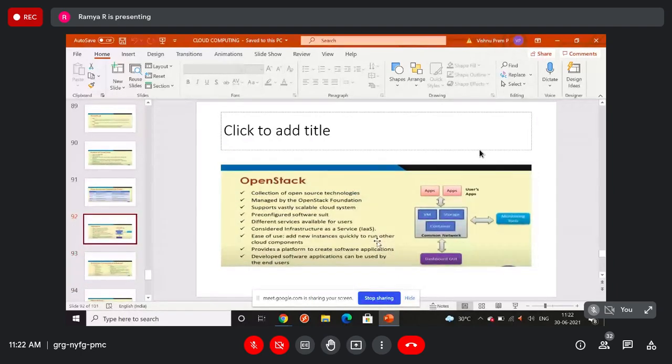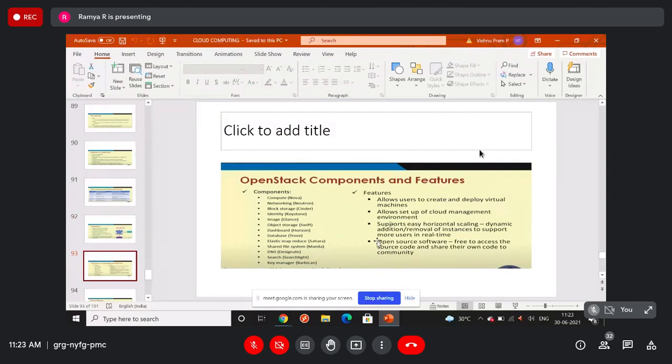OpenStack is a collection of open source technology. This is the open source cloud actually, the OpenStack. It is managed by the OpenStack Foundation, supports vastly scalable cloud systems, and provides a platform to create software applications, and the developed software applications can be used by the end users. Some of the components are compute, networking, block storage. It has different features: allows users to set up cloud management, supports easy horizontal scaling, and is open source software.